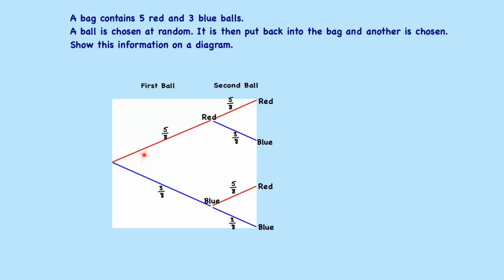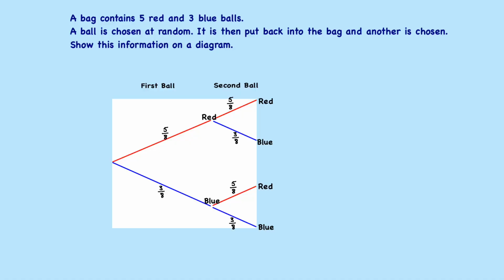So if you chose a red ball for the first ball, you can then choose a red ball for the second ball, probability of 5/8, or a blue ball for the second ball with a probability of 3/8. Or if you had chosen a blue ball as your first ball, then the probability of getting a red ball for the second ball is 5/8, and the probability of getting a blue ball for the second ball is 3/8.